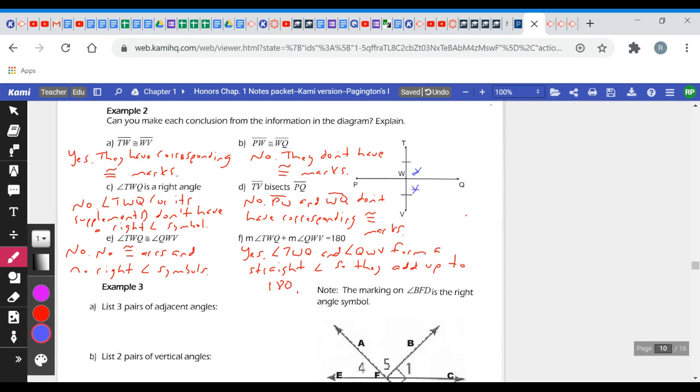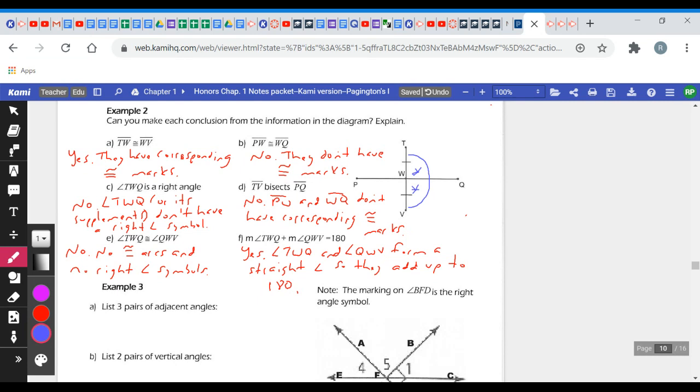But now it's asking on F, does the measure of angle TWQ, which I already have starred, and the measure of angle QWV equal 180? I can finally say yes. Okay, I've had a lot of no's, but I can say yes to that because I can see that these angles are forming a straight angle, which I know has to be 180 degrees. So I've got yes for that.